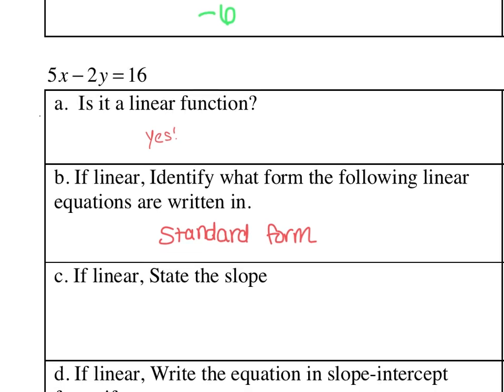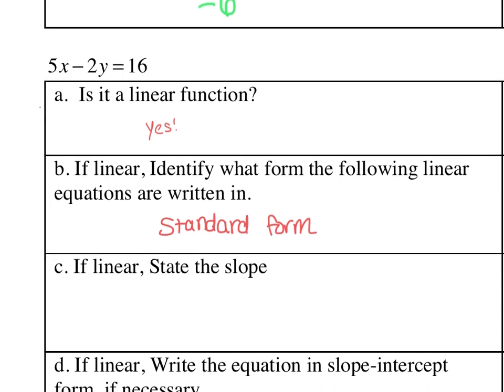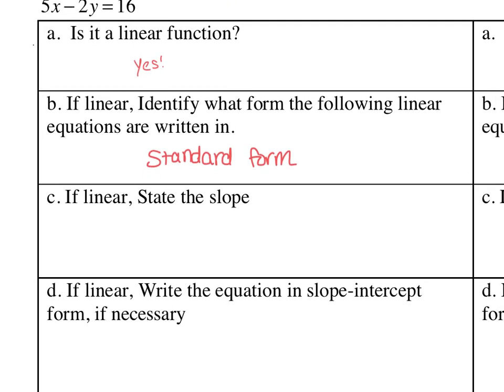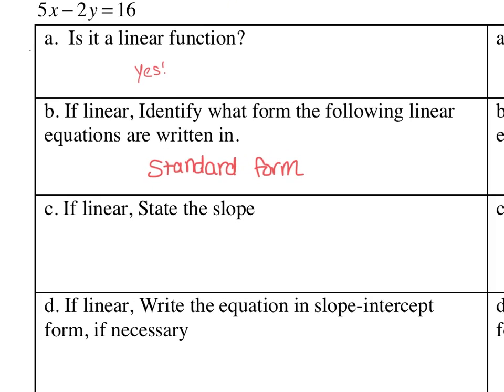If it's linear, state the slope. Well, here's the issue. I actually can't do that just yet by looking at it, but we can do it shortly. So we're going to skip C for now. If it's linear, write the equation in slope-intercept form. Well, it's not in slope-intercept form.